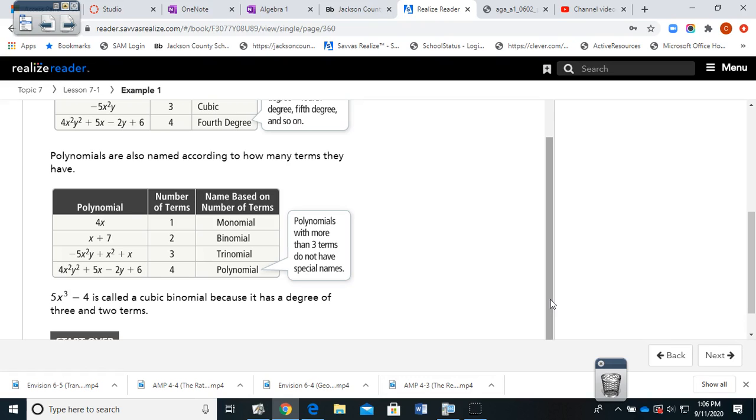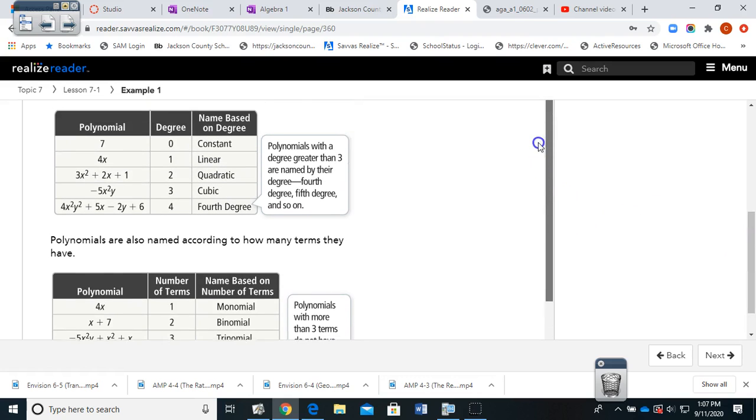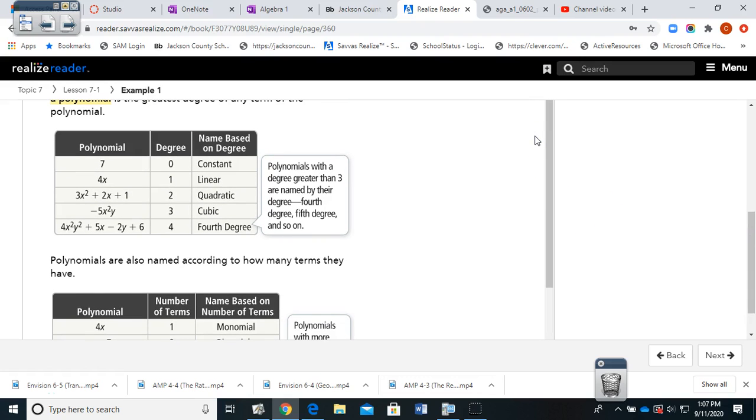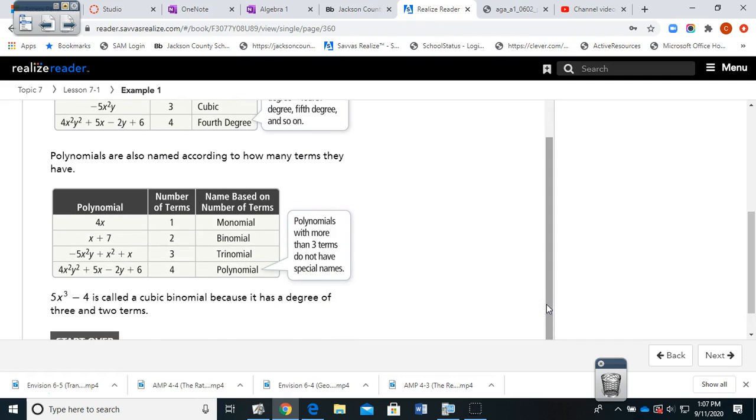You're talking about the degrees. You name it two ways, by the degree and by the terms. Right now we're talking about the terms. Up here, we were talking about the degrees. So right now we're just counting how many terms it has. This has 1 term, 2 terms, so it's called a binomial. This one has 1, 2, 3 terms: trinomial. Anything over 3, 1, 2, 3, 4, that's a 4-term polynomial. Everybody good so far? All right.